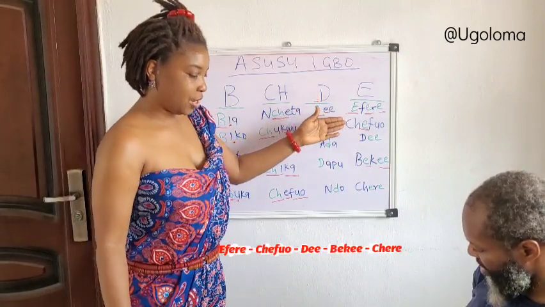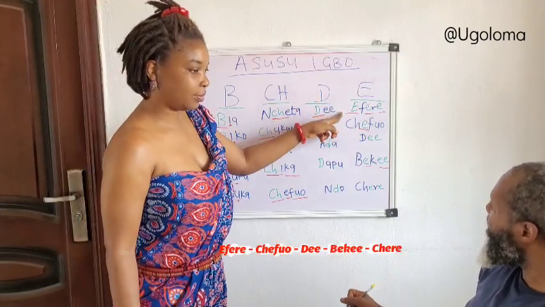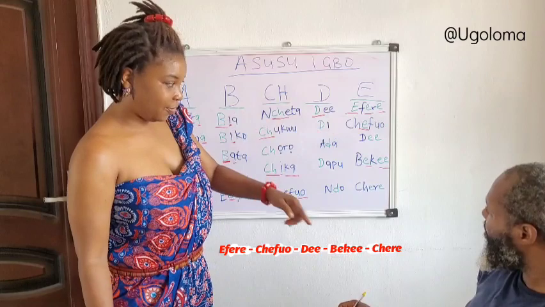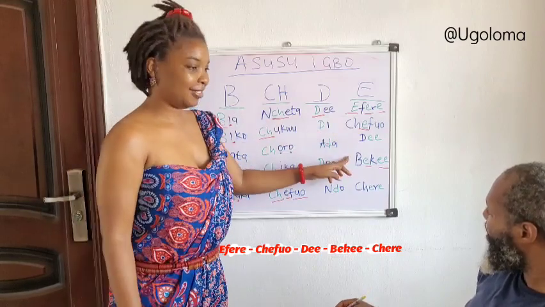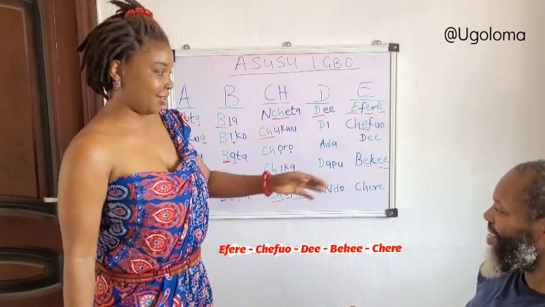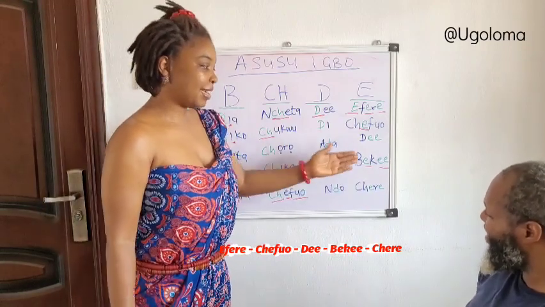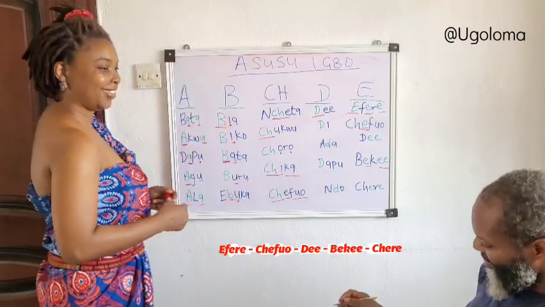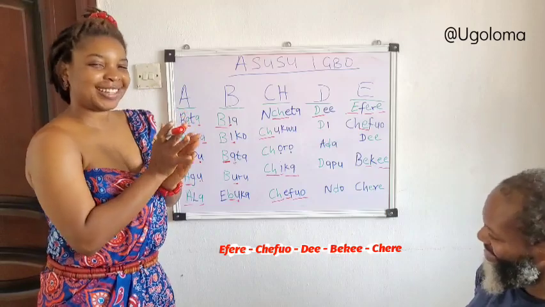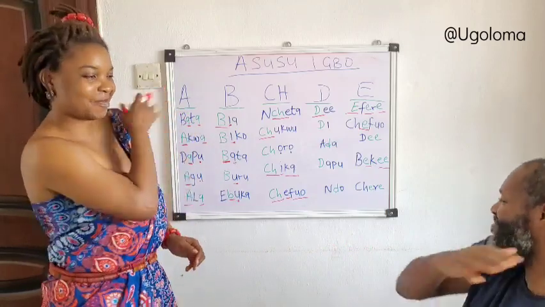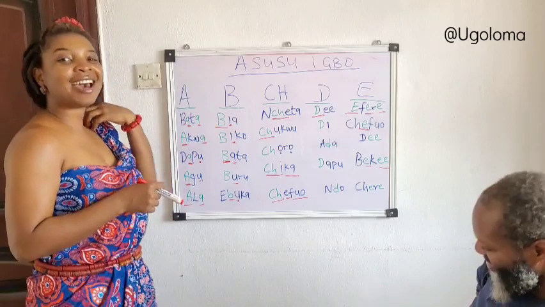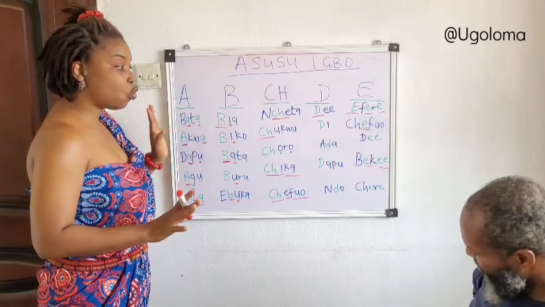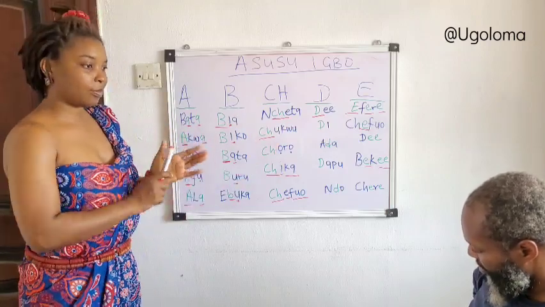Let's go. You have to pronounce all the words one after the other. Go. Efere. Chefuo. De. Beke. Chere. Very good. Clap for yourself or pat yourself at the back. Yeah, good job. Okay, now you've done a good job by pronouncing all this. Let's do it one more time. We'll go over all of them at the same time. You ready? Let's do this.